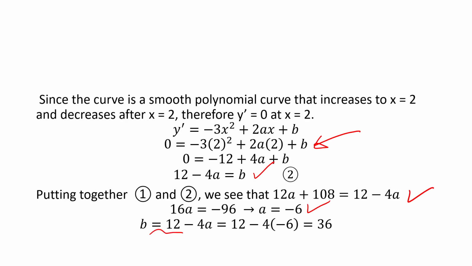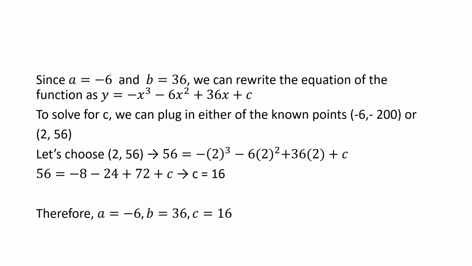Well, b is equal to 12 minus 4a. So b must be equal to positive 36. And now we've got a value for a and a value for b. And so we rewrite our equation determining our function as -x cubed minus 6x squared plus 36x plus c is equal to y. And now we want to solve for c, so we plug in either known point. So let's plug in 2 comma 56, and we let the y be 56 and the x be 2. And when we do that, we're able to solve for c. We're able to say that c is equal to 16. And so we know the values of a, b, and c.